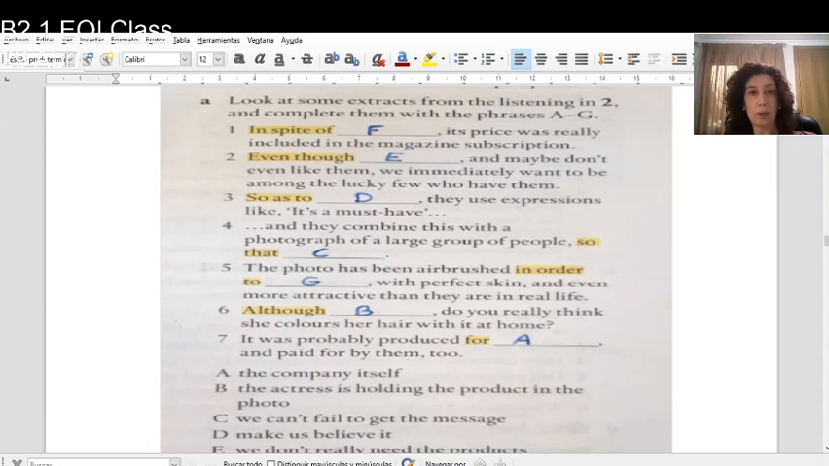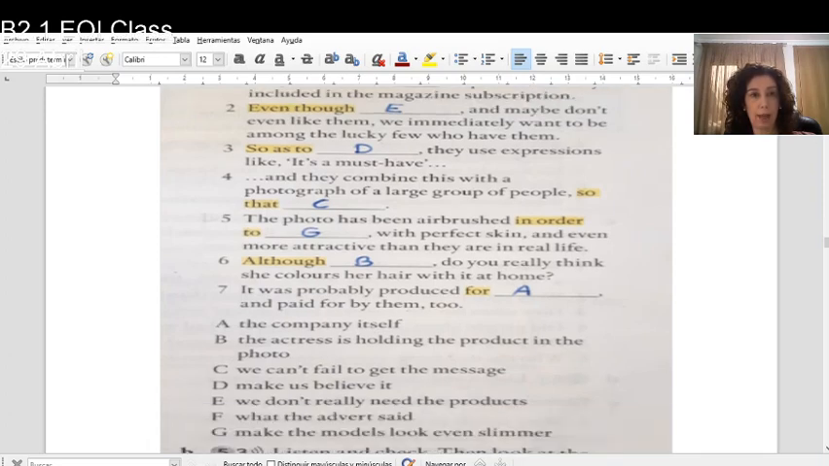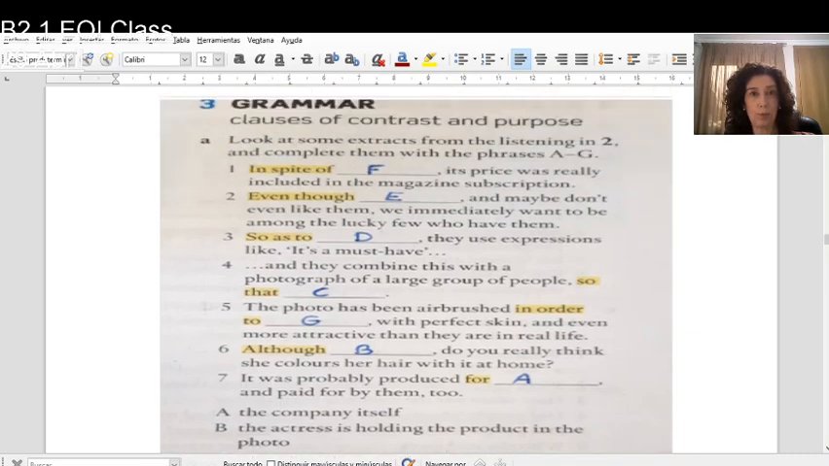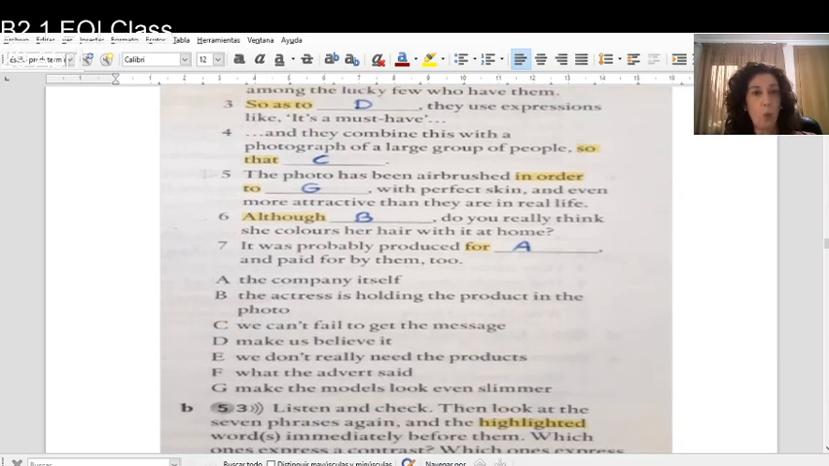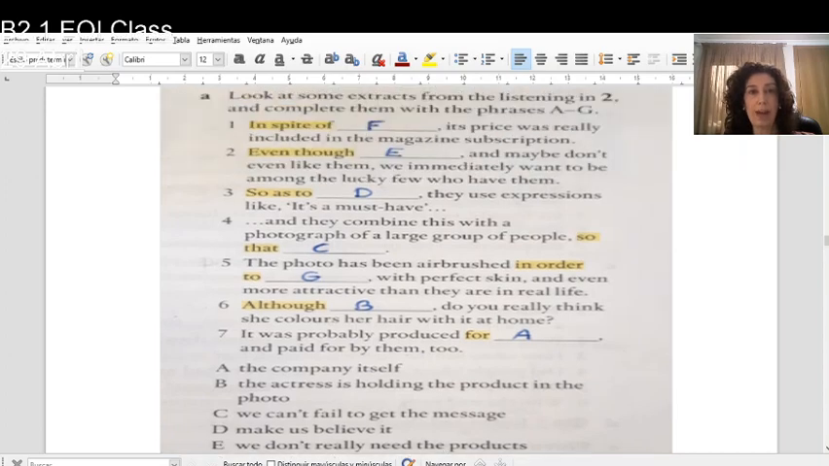Well, very important, the kind of sentence we use after these linking connectors showing contrast or purpose. For example, in spite of, what the advert said, then we have here a sentence. A pesar de lo que decía el anuncio, in spite of plus a sentence. Number two, even though, we don't really need the products, then we have another sentence, even though plus a sentence.